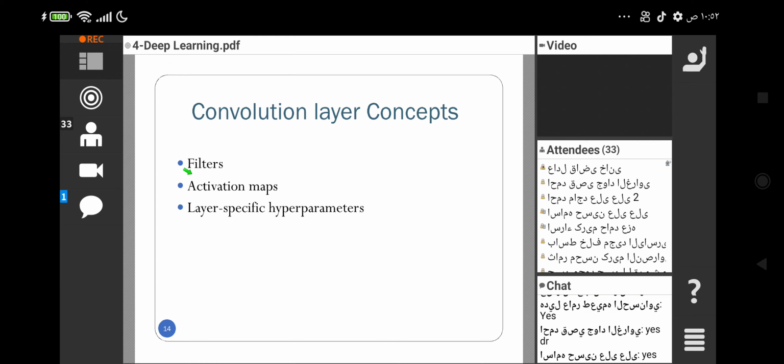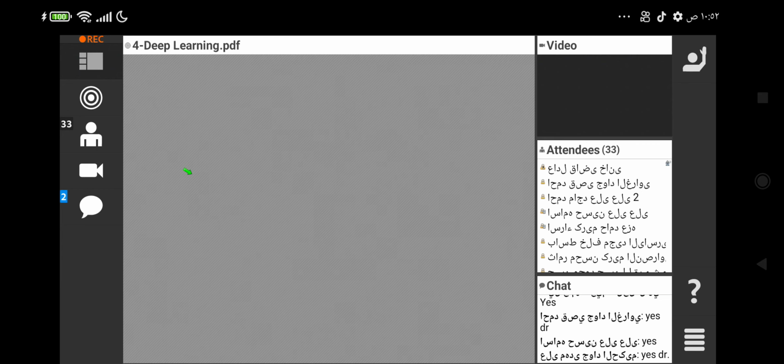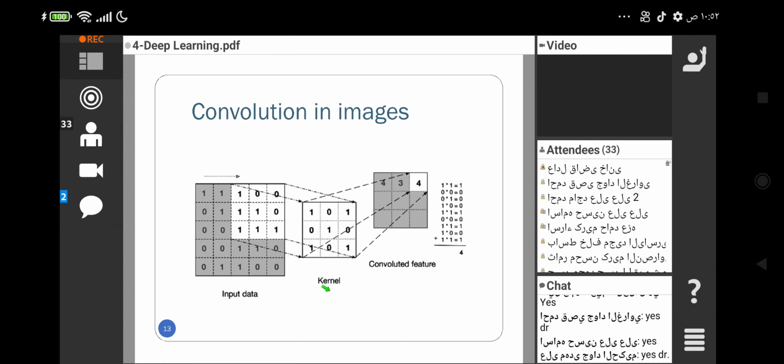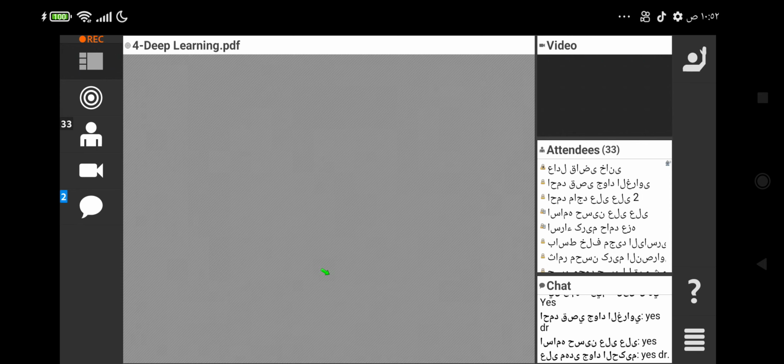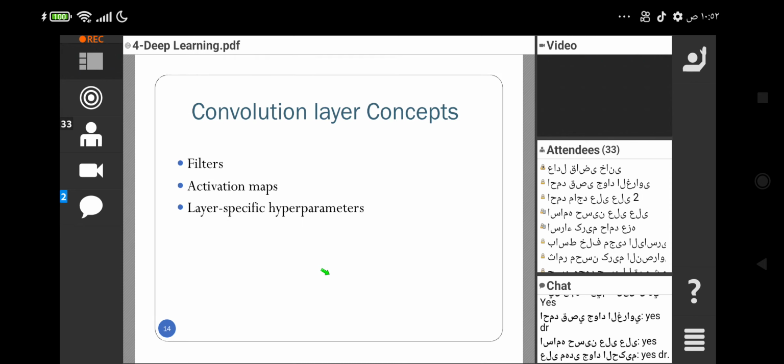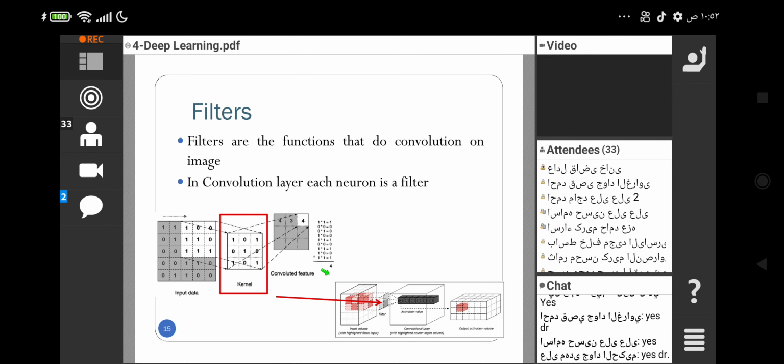One of them is the filter. The filter is the kernel. Kernel is the matrix which is moving on the image and is doing some operation, which is a multiplication and an addition. This is the filter, this is the kernel, the matrix that is moving on the data. It's called the filter or the kernel.